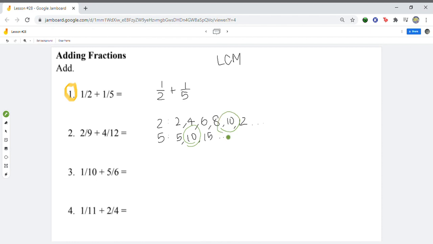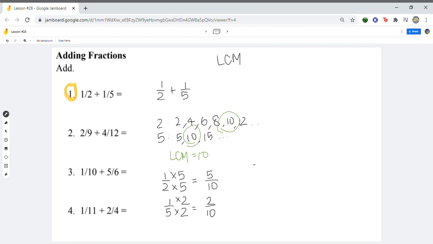There's no number lower than 10 that they have in common, so that is why your LCM is equal to 10. And that means we have to make both fractions have a denominator of 10. So for 1/2, in order to get a denominator of 10, we're going to multiply by 5 both the numerator and denominator. So the numerator should be 5 and the denominator 10. Now same for 1/5. I'm going to get a denominator of 10, so multiply by 2, and then it will be 2 over 10.